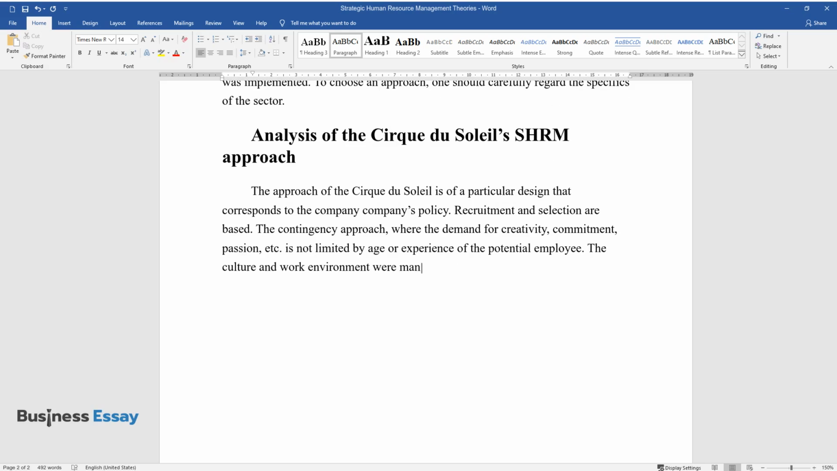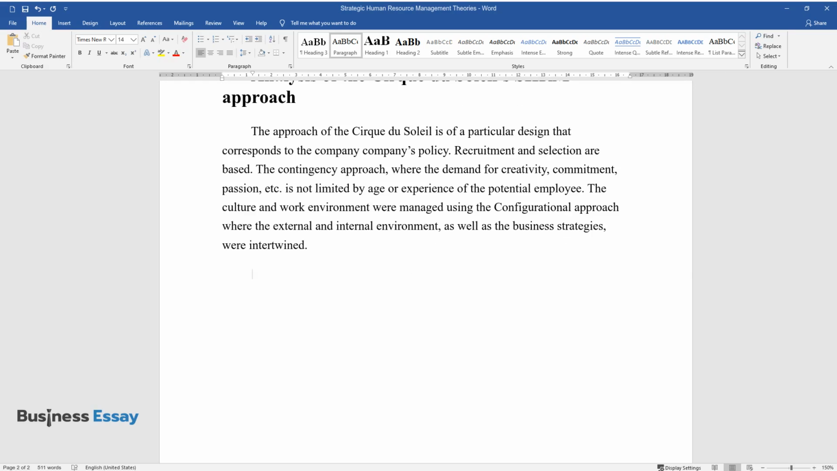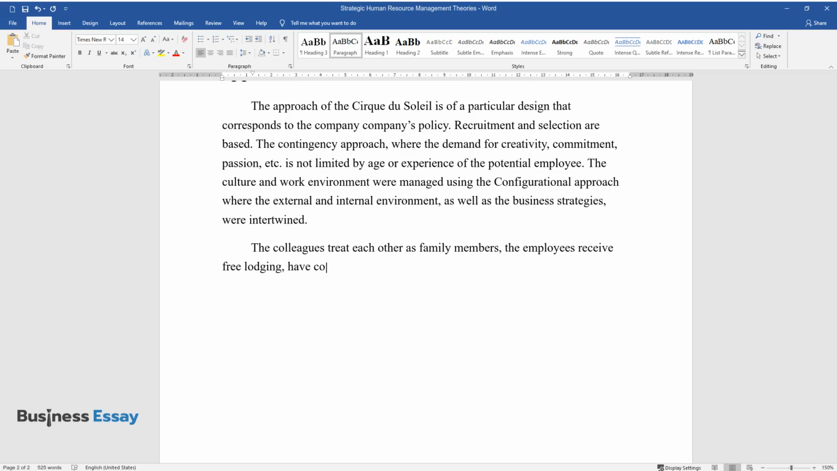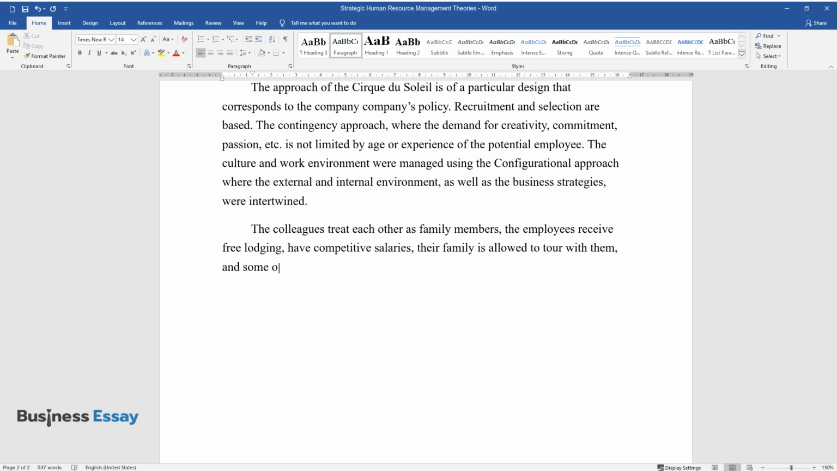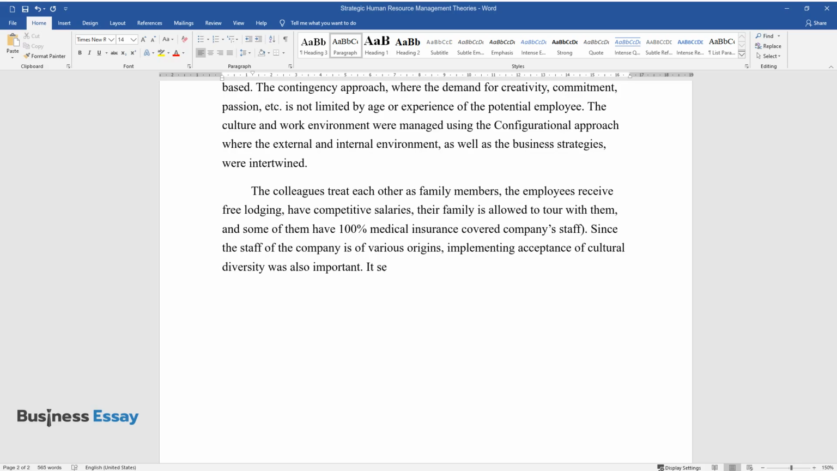The culture and work environment were managed using the configurational approach, where the external and internal environment, as well as the business strategies, were intertwined. The colleagues treat each other as family members, the employees receive free lodging, have competitive salaries, their family is allowed to tour with them, and some of them have 100% medical insurance covered by the company. Since the staff of the company is of various origins, implementing acceptance of cultural diversity was also important.